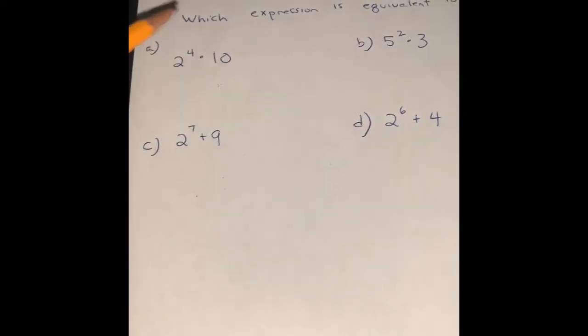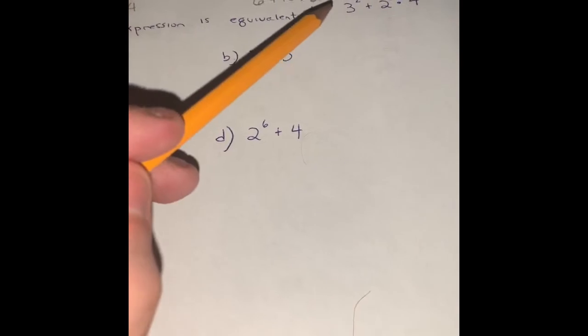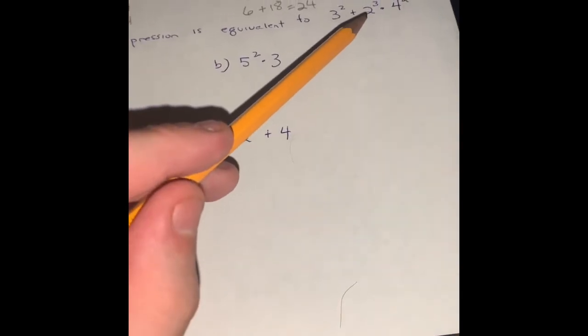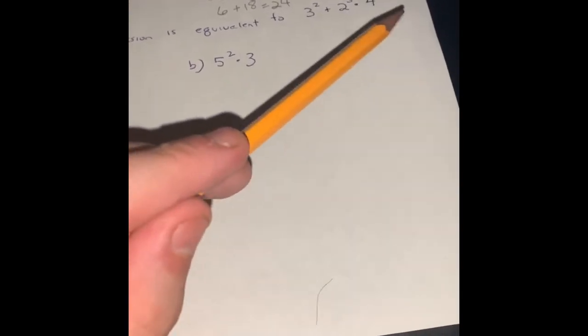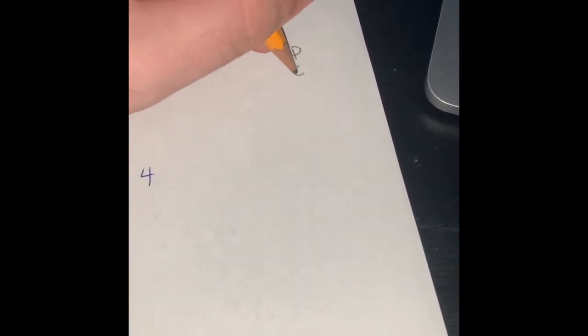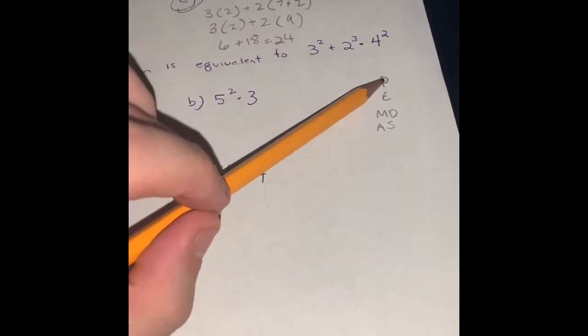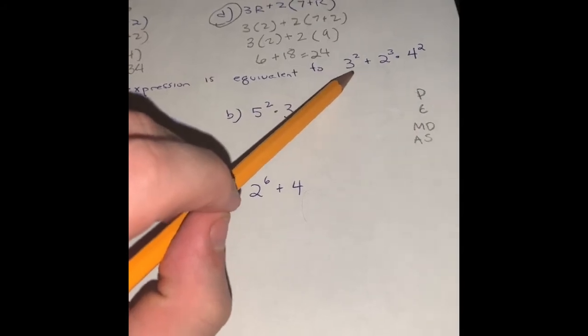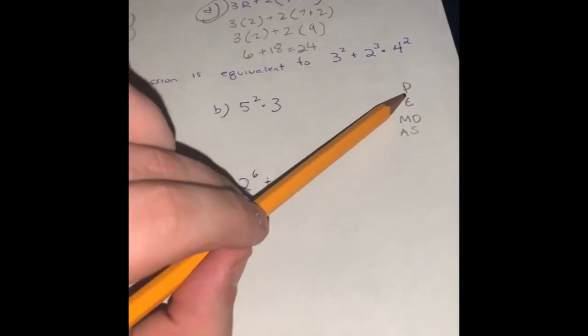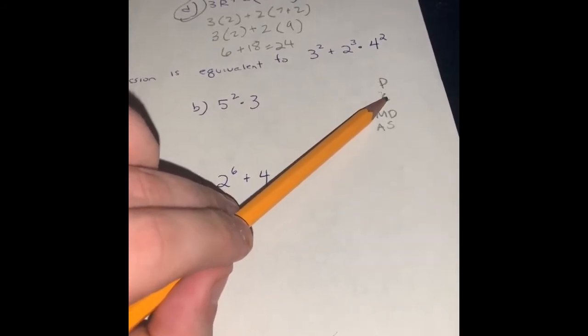Number 5, which expression is equivalent to 3 with an exponent of 2 plus 2 exponent of 3 times 4 exponent of 2? Once again, I'm going to write PEMDAS over here so I know exactly what steps I need to take in my order of operations. First thing I'm going to look for are parentheses. In this expression, there aren't any parentheses, so I can move on to the next step, the exponents.